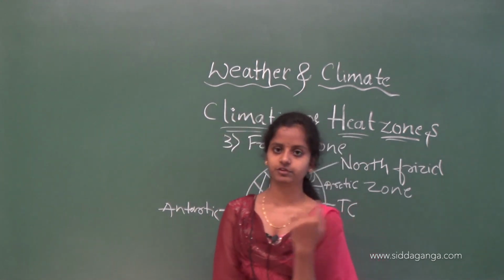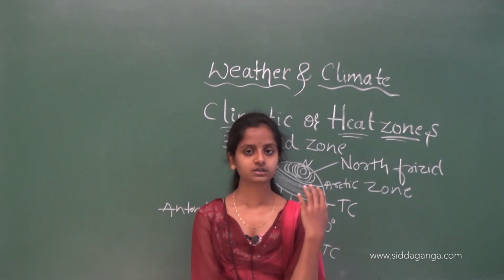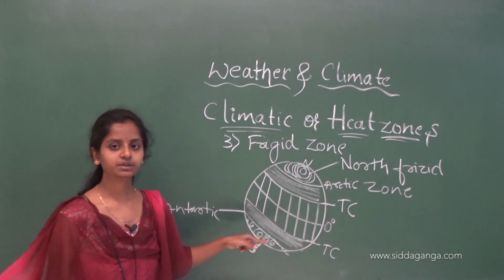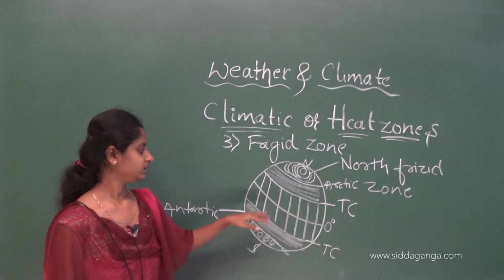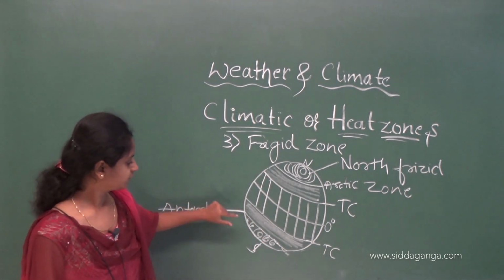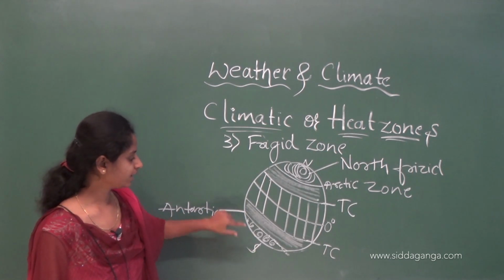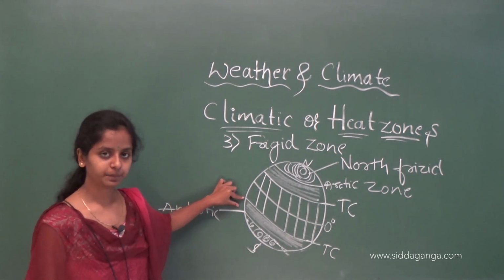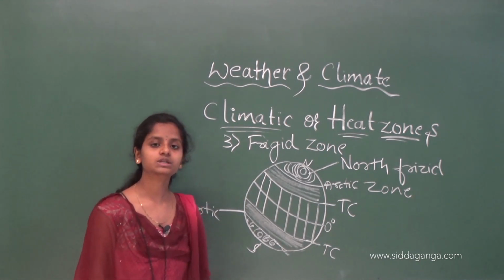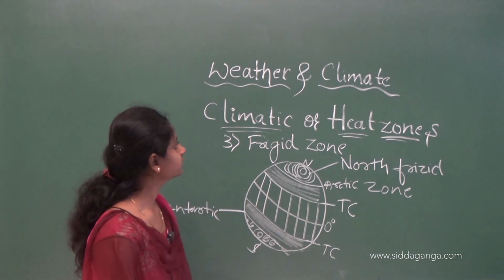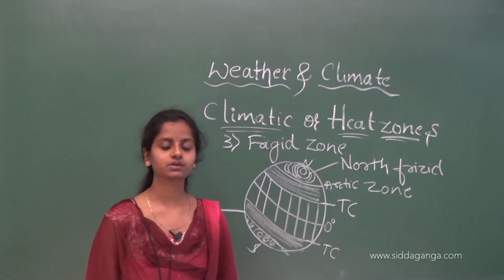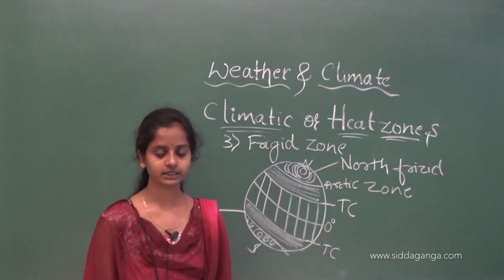So, we have seen that our Earth is divided into three main important zones: the Torrid Zone, which is very hot and humid; the Frigid Zone, which is very cold; and the Temperate Zone, which is moderate in climate. So, this was about weather and climate. I think you have understood what I have said till now.